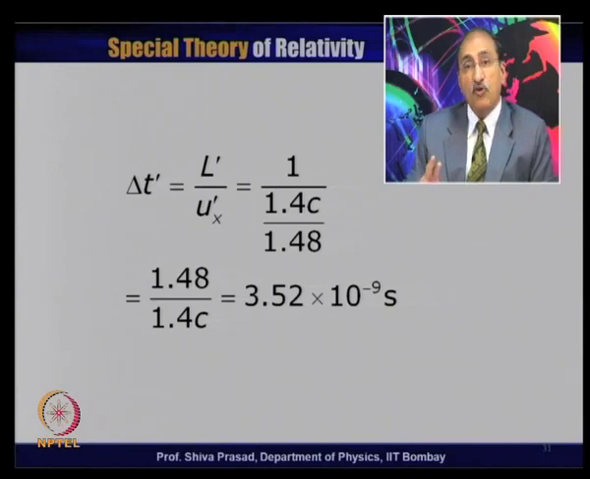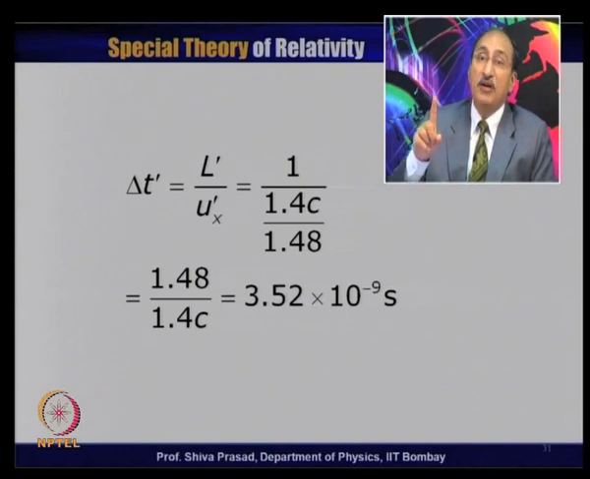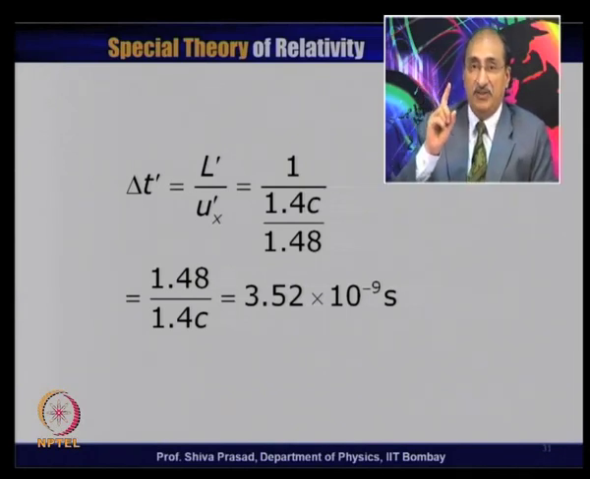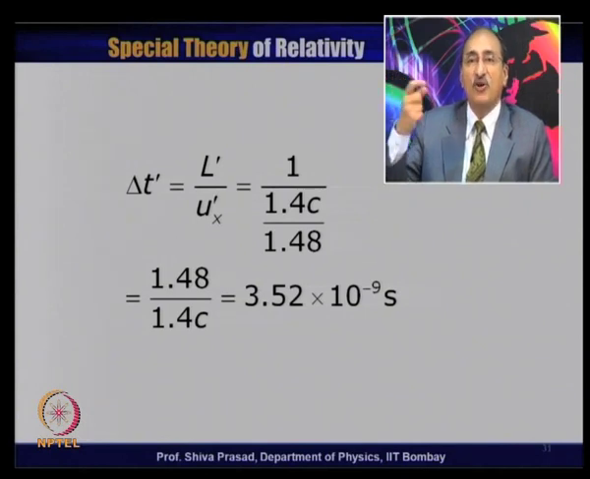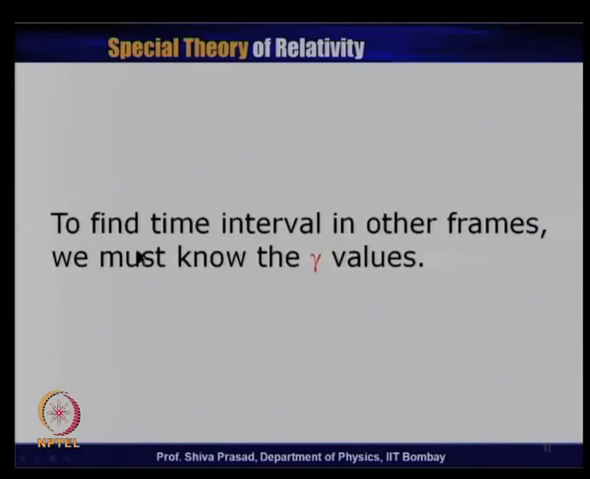Now, if I have to find out S double prime, I realize that this delta t prime is a dilated time. So, in order to go to S double prime, I have to divide by gamma. Then I will find out its proper time interval, which happens to be the time interval in S double prime frame. Once I know my proper time interval, then I can always find out what is the time interval in S frame by following the flow. So, that is what I have written.